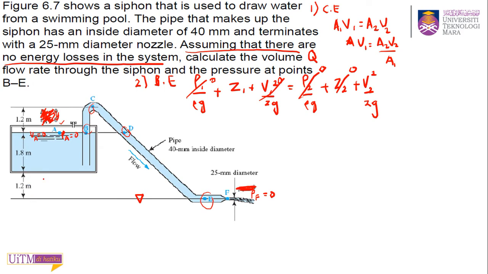1.8 plus 1.2. Okay, so it will leave you with Z1 equal to V2 squared over 2G. Okay, and you can find your V2 equal to the square root of Z1 times 2G, okay. So this will give you V2. Okay, can someone calculate this? Z1 times 2 times G and see what you get for your V2.